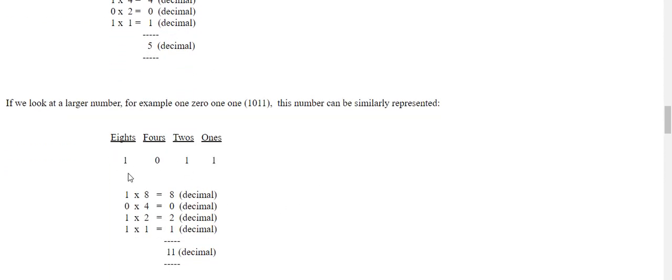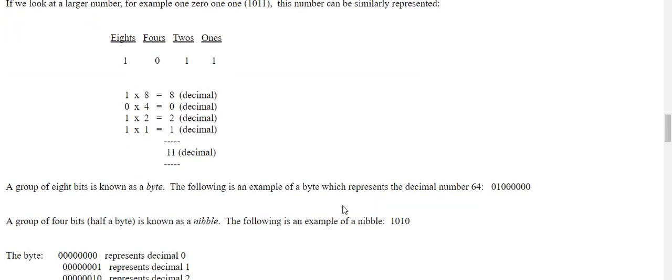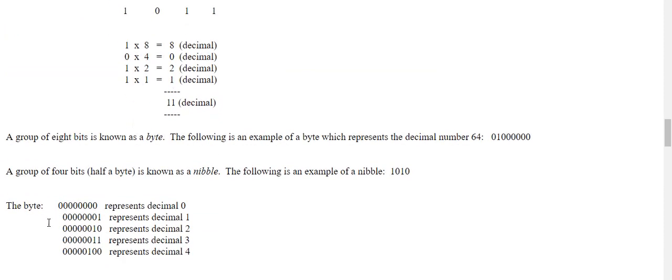And if we have an extra digit, 1011, this one you multiply by 1, this by 2, this by 4, this by 8, giving you the decimal number 11. A group of 8 bits is known as a byte. And here we've got a group of 8 bits.